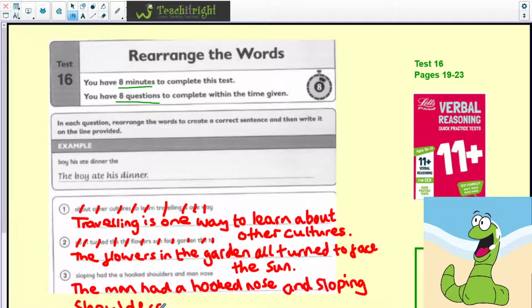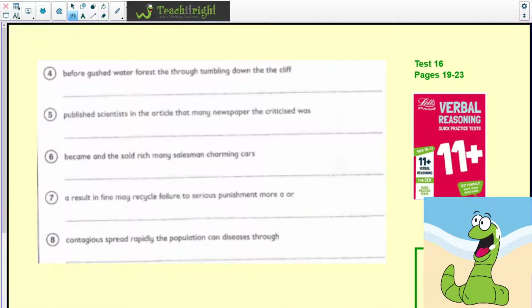And as you went through, it's a really good idea, of course, to make sure you put a full stop at the end, but you are crossing out the words as you use them, because then it will show you that you've managed to get all of them into that sentence.